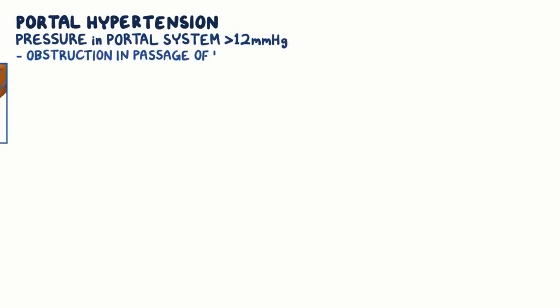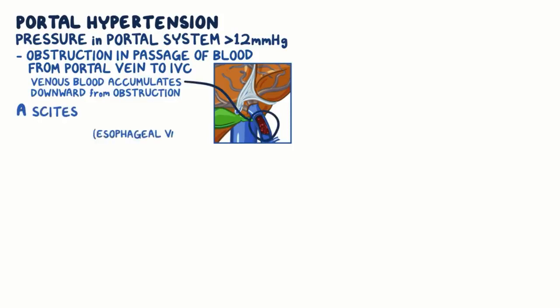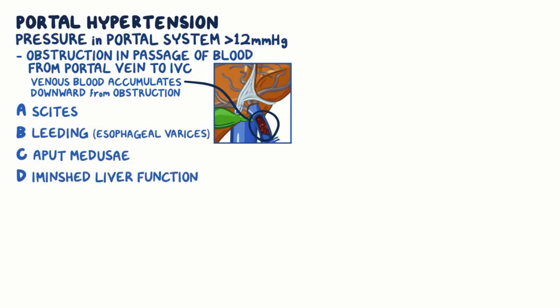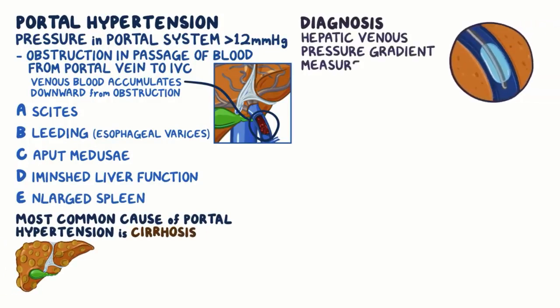Alright, as a quick recap, portal hypertension is when the pressure in the hepatic portal system is greater than 12 millimeters of mercury. This happens when there's an obstruction in the passage of blood from the portal vein towards the vena cava. So venous blood accumulates downward from the obstruction, causing features like ascites, esophageal varices and bleeding, caput medusae, diminished liver function, and an enlarged spleen. The most common cause of portal hypertension is cirrhosis. Diagnosis is done mainly by hepatic venous pressure gradient measurement.